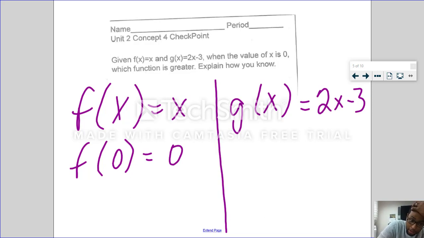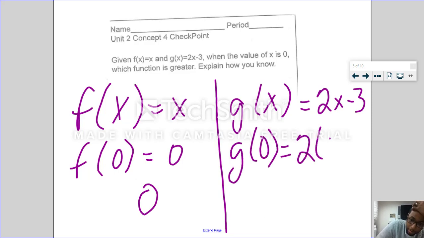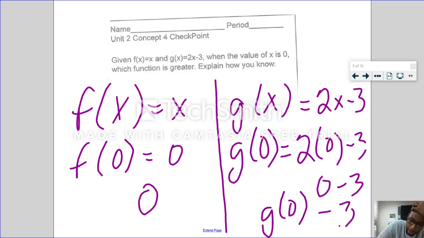So f of 0 in this case is just 0. Same thing here. I'm just going to put a 0. Anytime I have an x, I'm going to put a 0. Okay, so in this case, 2 times 0 is 0. 0 minus 3 is negative 3. So g of 0 is negative 3.